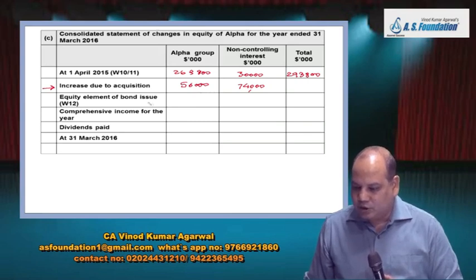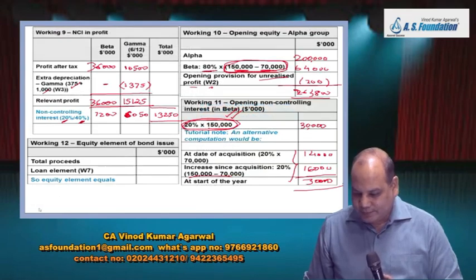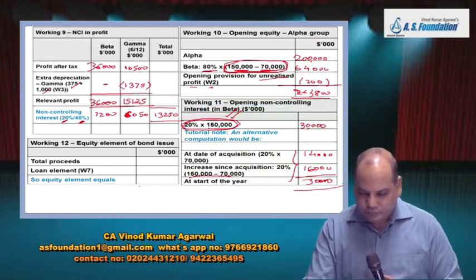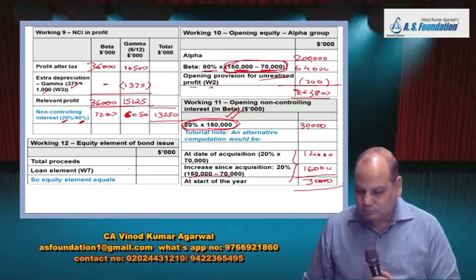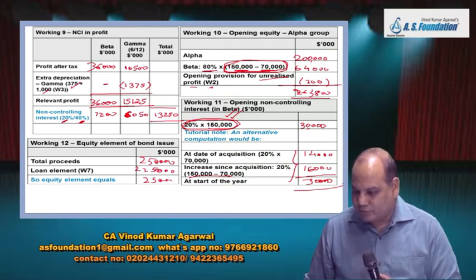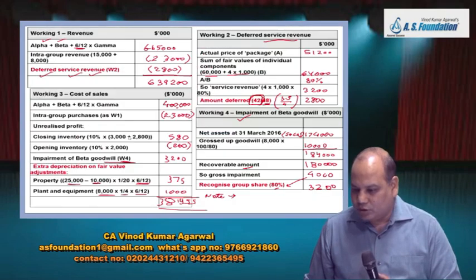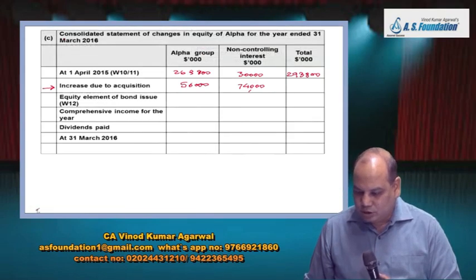And then equity element in bond issue. Come to working note 12. In working note 12, total proceeds of bond issue was how much? 2,50,000. And out of that, how much was the loan component? 2,25,000. So how much is the equity component? 25,000. So now you write here, equity element of bond issue, 25,000.